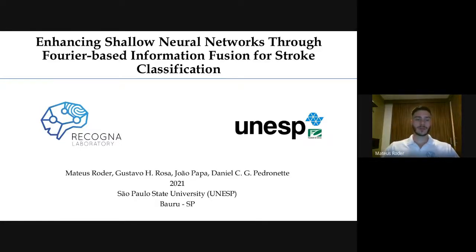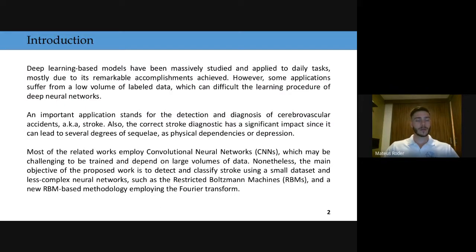Hello everyone, I am Matthew and I will present our work, Enhancing Shallow Neural Networks for Fourier-based information fusion for stroke classification. As we know, deep learning-based models have been massively studied and applied to daily tasks, mostly due to their remarkable accomplishments. However, some applications suffer from a low volume of labeled data, which can make the learning procedures of deep neural networks difficult.